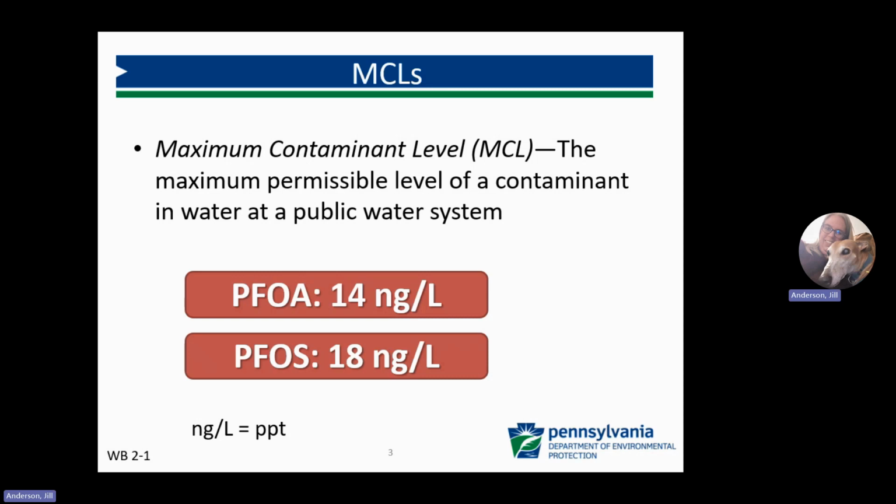To review from Lesson 1, the MCL for PFOA has been set at 14 nanograms per liter or parts per trillion, and the MCL for PFAS has been set at 18 nanograms per liter. Remember, nanograms per liter and parts per trillion are equivalent and often used interchangeably.